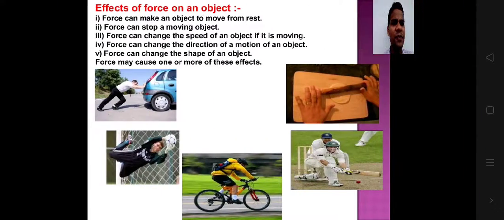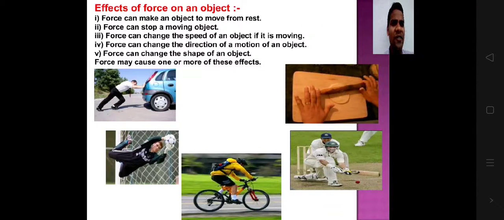Now moving forward, whenever I say we are applying some force on the object, the immediate question is what happens. Like you are pushing a car, what happens? Does it move or does it stop? What is the result of my application of force? So now we are trying to discuss what are the different effects of force on an object. So these are all different possibilities. It need not happen all the time. That's why you can see in every sentence there is the word can.